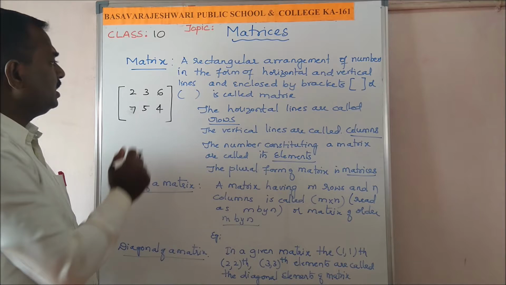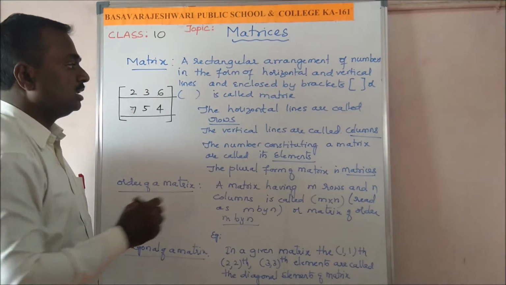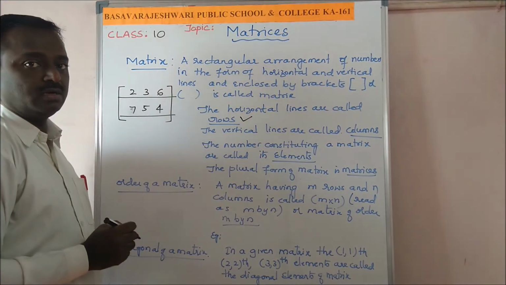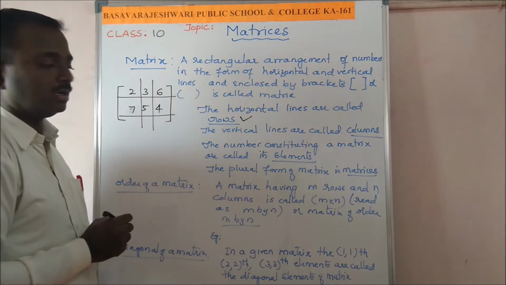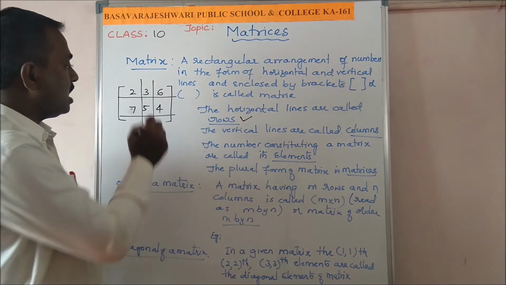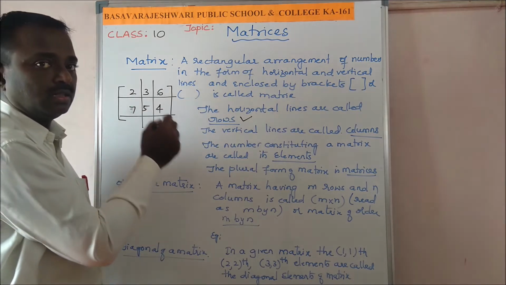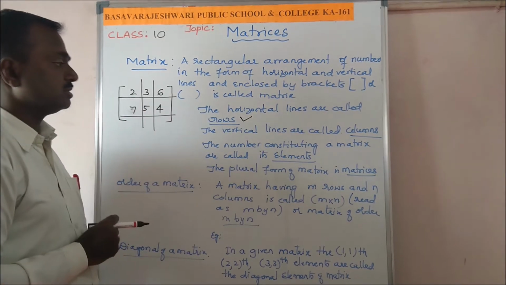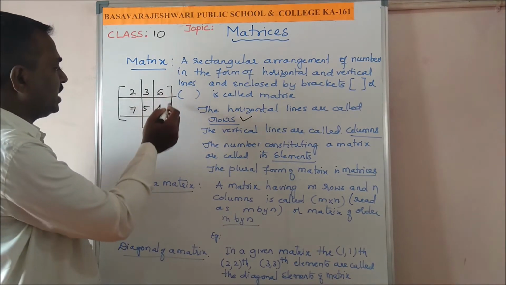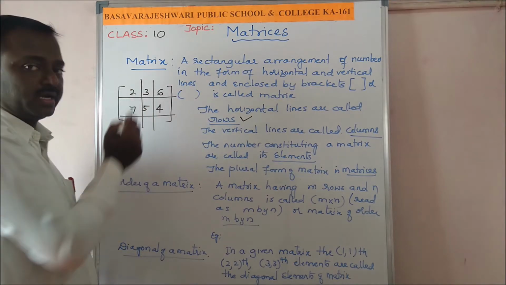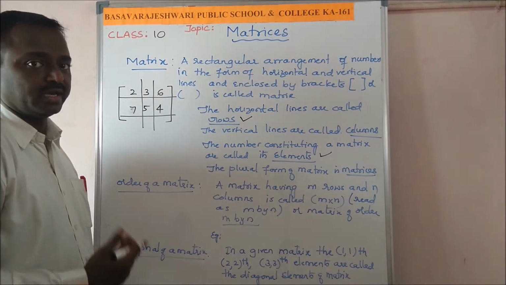So these horizontal lines are called rows, and the vertical lines are called columns. And the numbers constituting a matrix are called its elements or entries.